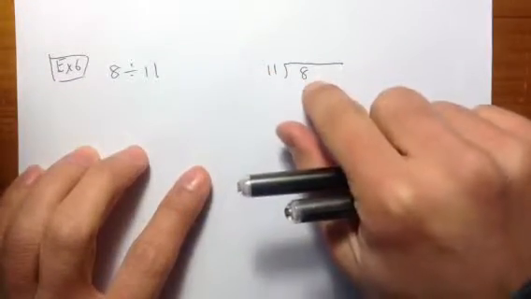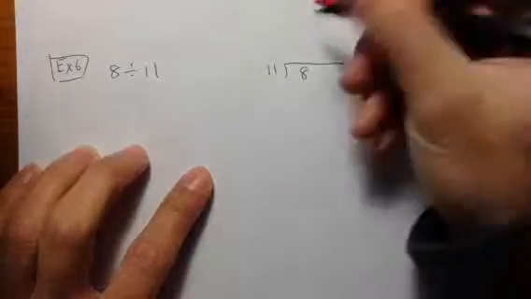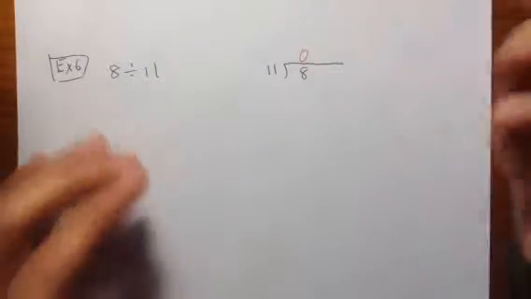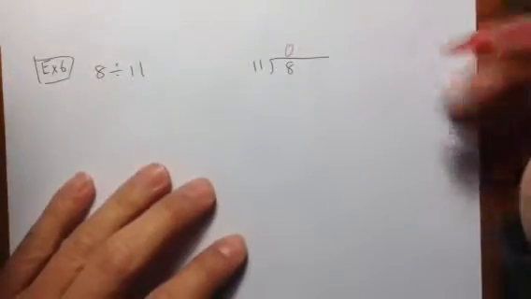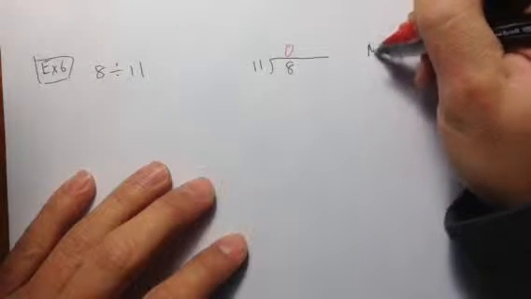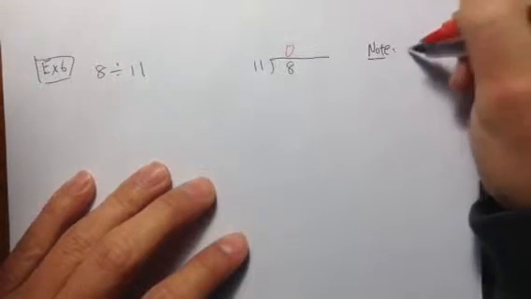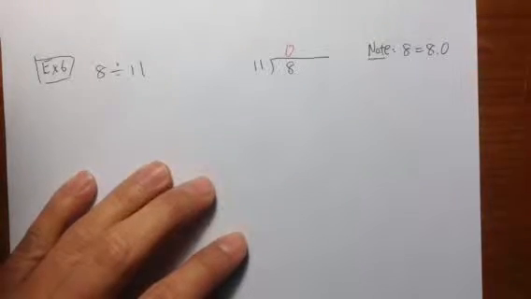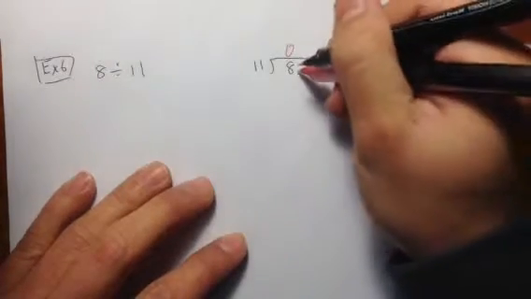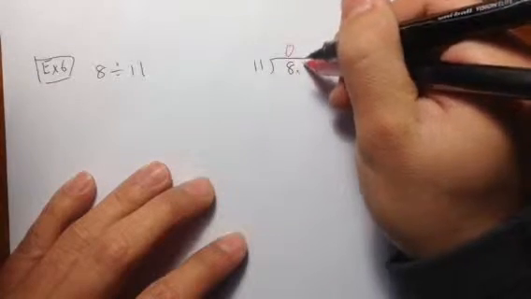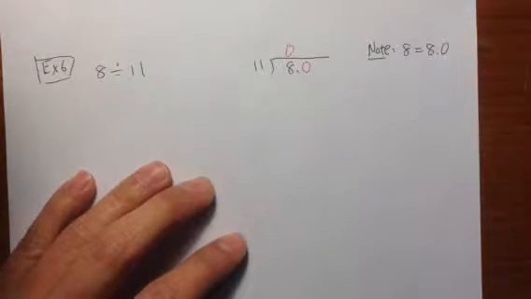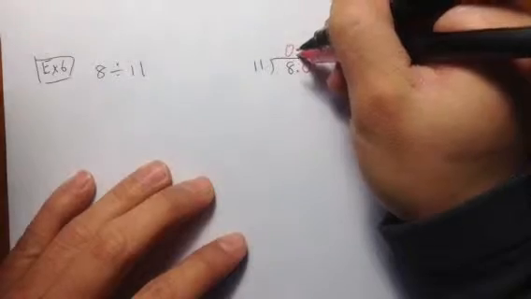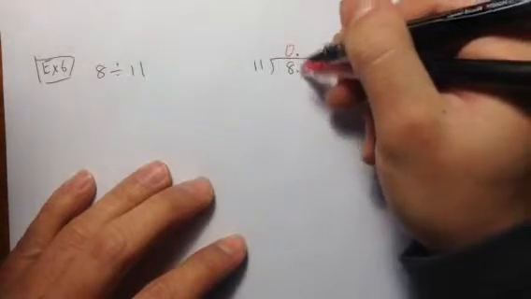11 goes into 8 0 times. So you put a 0, and that's pretty much all we can do, right? But again, we want to keep going. So notice that 8 can be written as 8.0. So use this idea. I'm going to add a decimal point and a 0. And if you would like, put the decimal points right here already. Line up the decimal points.